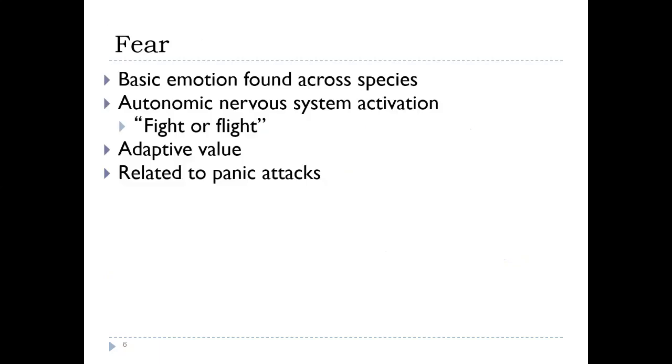So fear, just to get into this a little bit further, is the basic emotion that's found across all species. You'll see this across most animals. And it's basically the activation of your autonomic nervous system, which many will know as your fight or flight response, right? You're in a scary situation, you're potentially under threat. Your body gets activated for you to be able to either fight off that threat or flee and get yourself safe from that threat. Of course, this has high adaptive value for us evolutionarily. It allows us to escape. It allows us to survive in situations that are dangerous.